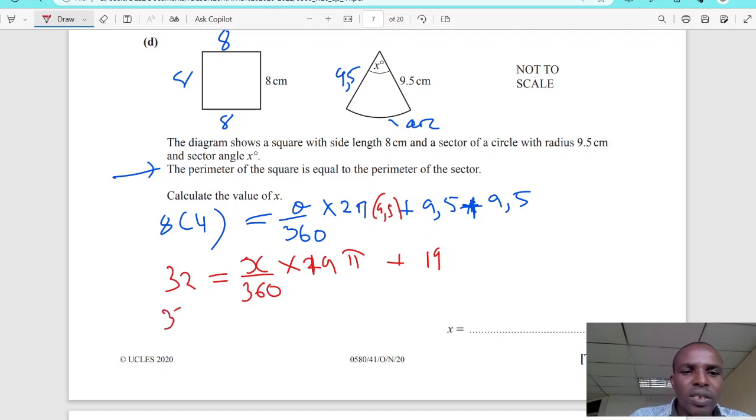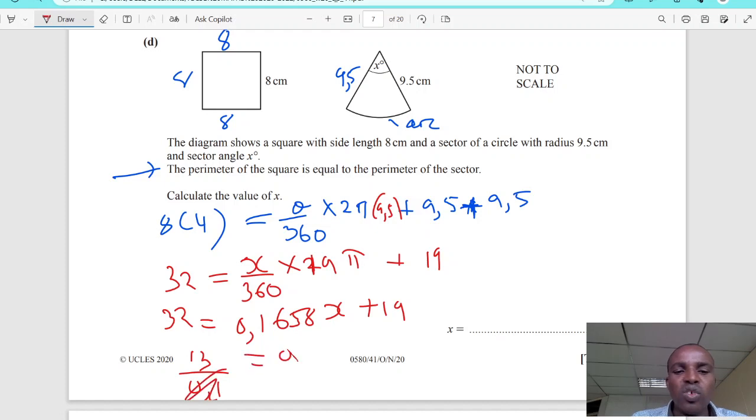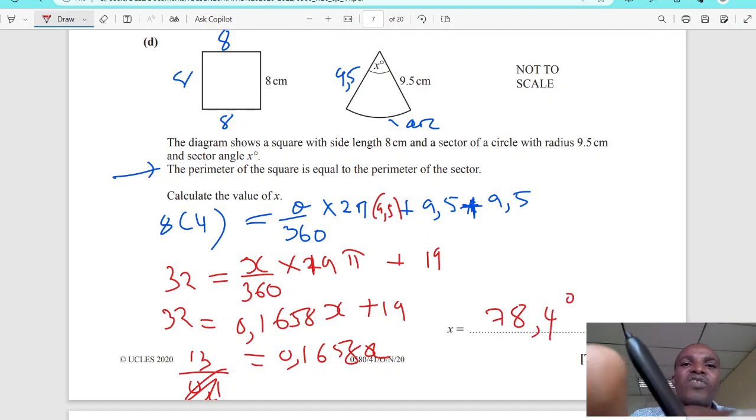You get 32 is equal to 0.1658x plus 19. Then you subtract 19 from the other side, so 32 minus 19 is 13. So 13 is equal to 0.1658x. Then divide both sides by 0.1658, so it's 13 divided by 0.1658, which is 78 degrees. So that's how you find your angle.